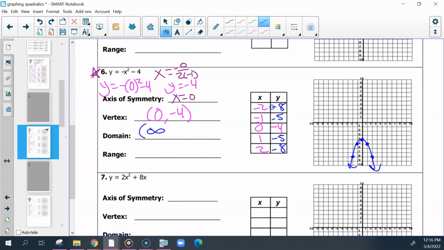Your domain would be the same, and your range would be from -infinity to -4.